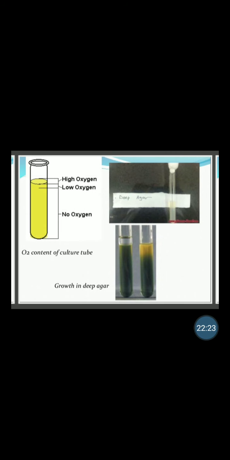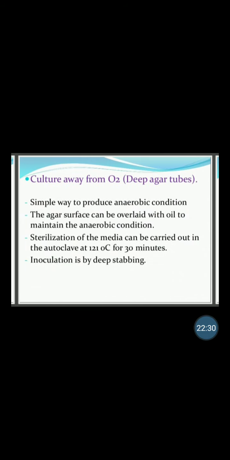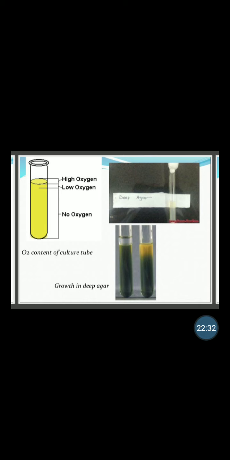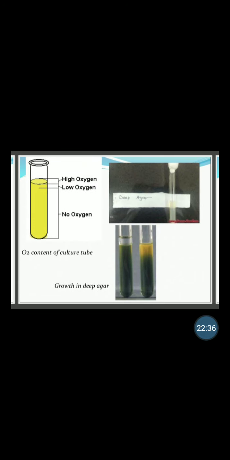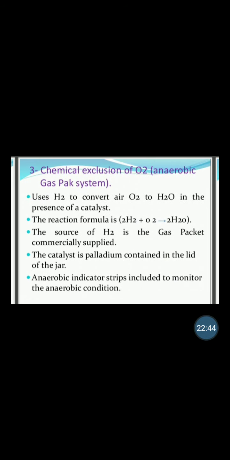Here we can see the O2 tube showing the oxygen content of a culture tube with deep agar tubes. Here we can see high oxygen, then low oxygen, and here no oxygen, that is growth in deep agar. Next we will see the chemical exclusion of oxygen, that is the anaerobic gas pack system.